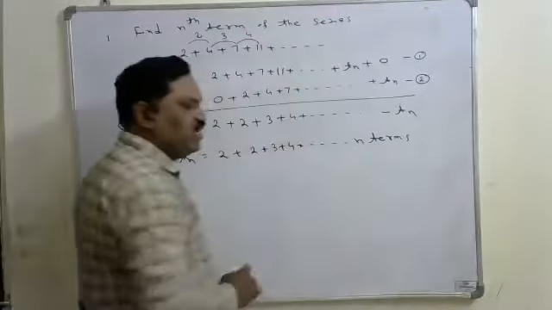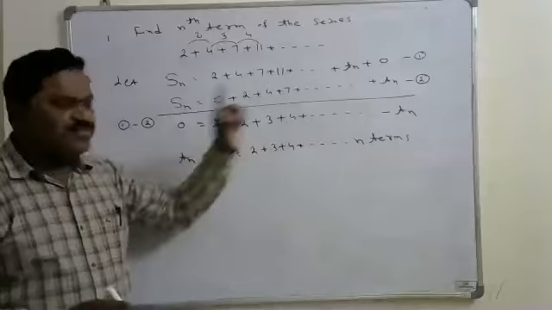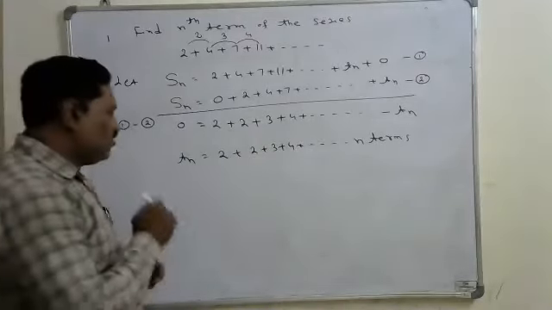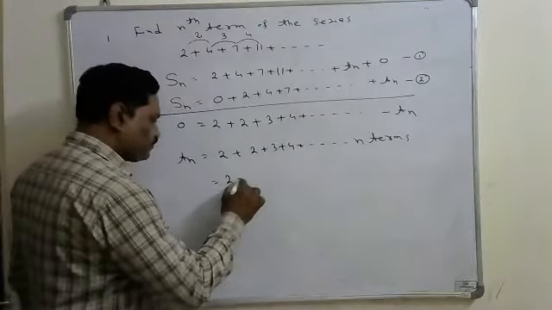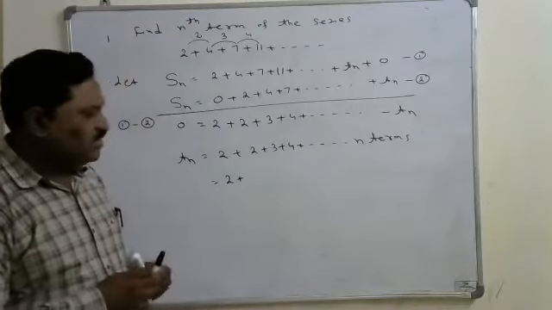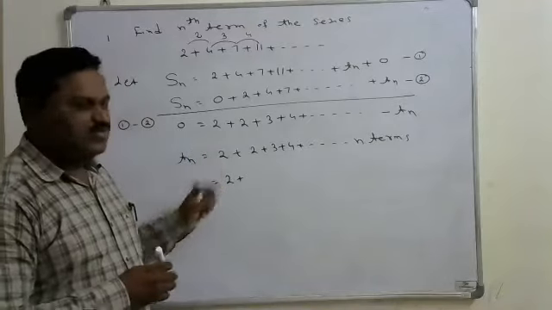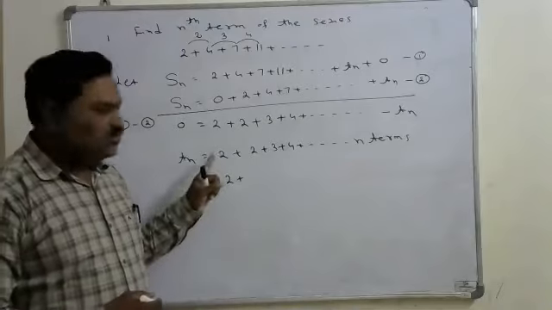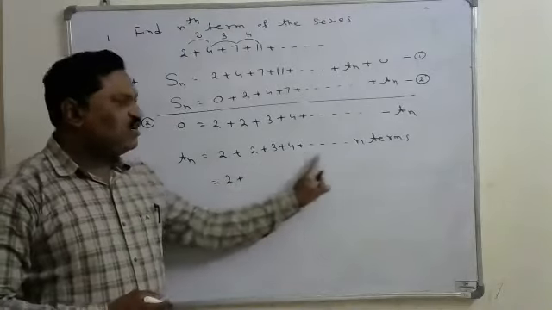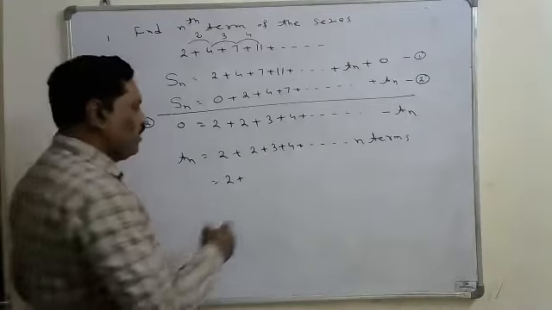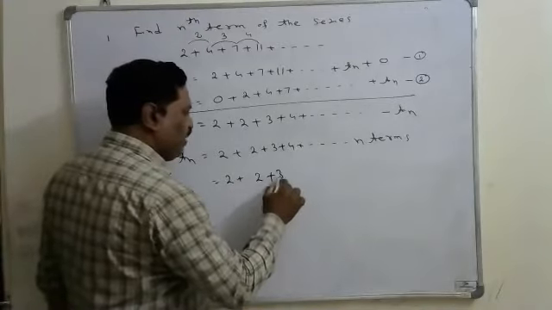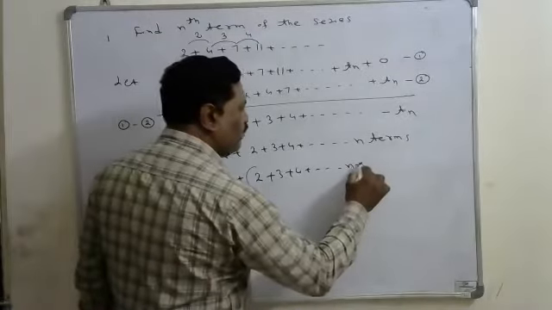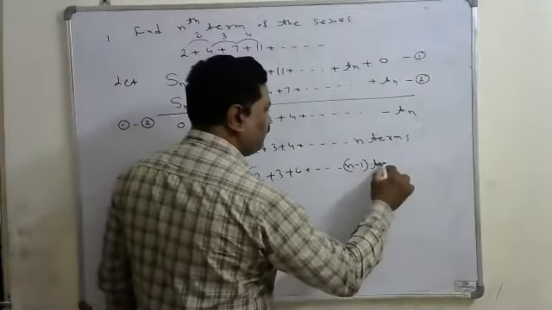Out of n plus 1 terms, we brought 1 term to this side. The remaining will be n terms, right? But out of these n terms, except the first term, all the remaining terms are in AP. Observe that. So leave the first term; all the remaining terms are in AP. That's why it is 2 plus, 3 plus, 4 plus, and so on. Leave the first term, and there will be n minus 1 terms remaining.